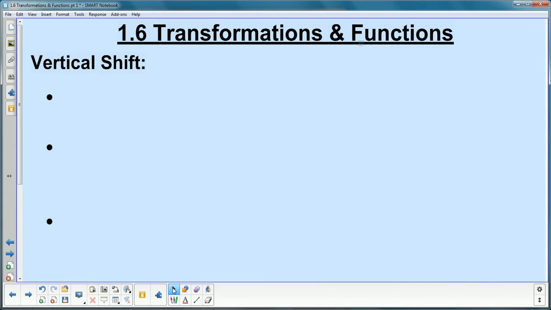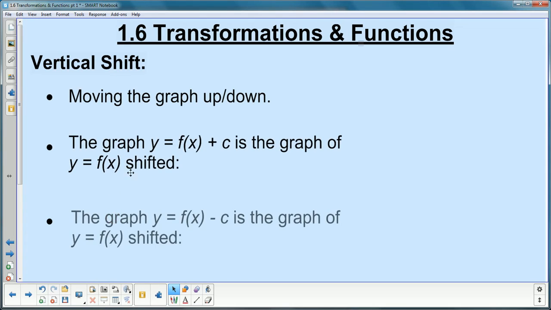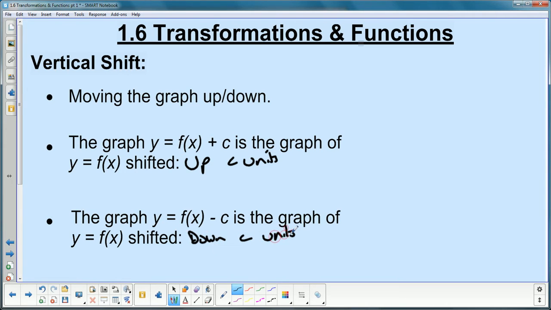And so that brings us then to our first type of transformation, which is going to be a vertical shift. It obviously moves the graph up or down. There are 2 ways we can move it. We can move it up or down. If we have plus c, then that tells us we're going to move the graph up c units. And if it's minus c, then that tells us we're going to move the graph down c units.